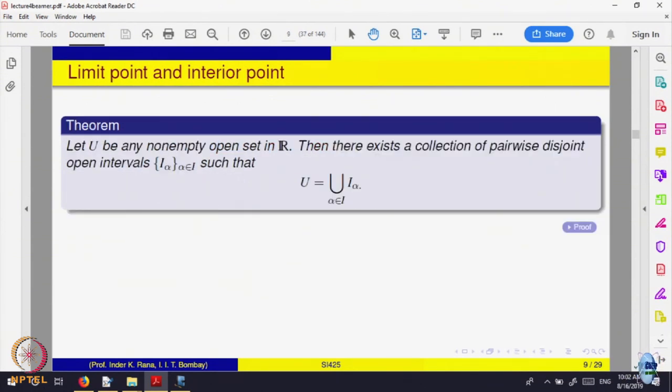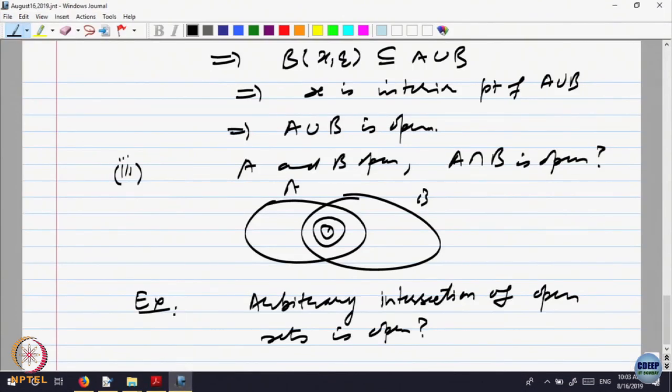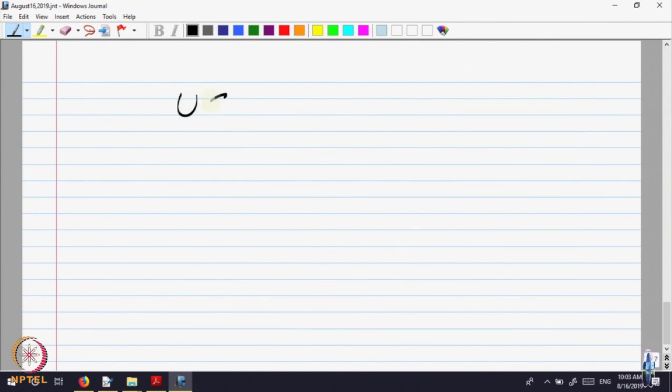Here is something I will not prove, but it is quite a nice property to have handy. It characterizes open sets in the real line. It says a set is open in R, then it can be written as a disjoint union of open intervals. Every open set, it need not be an interval, can be written as a disjoint union of open intervals. That means open intervals, in some sense, give you all open sets by taking countable union.